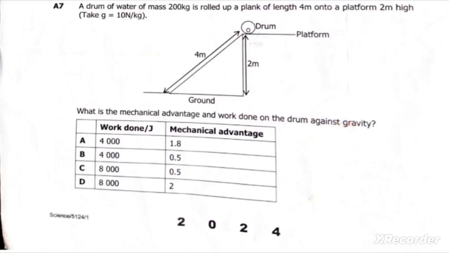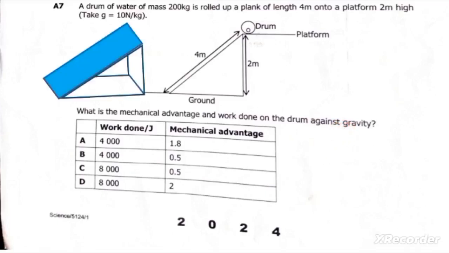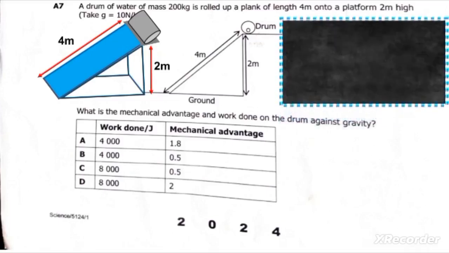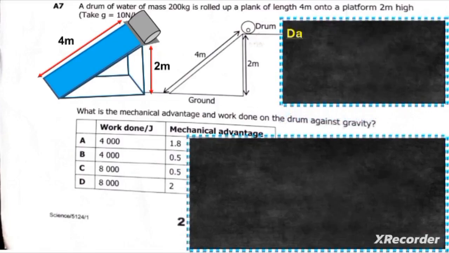Okay, so we are told that this drum is moving up using the slope given, and the length of the slope is 4 meters. So it is moving like this up to the top. So let us come up with the data.